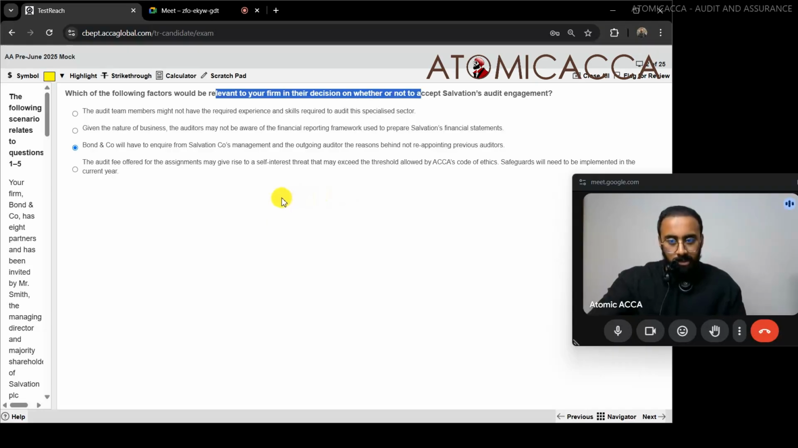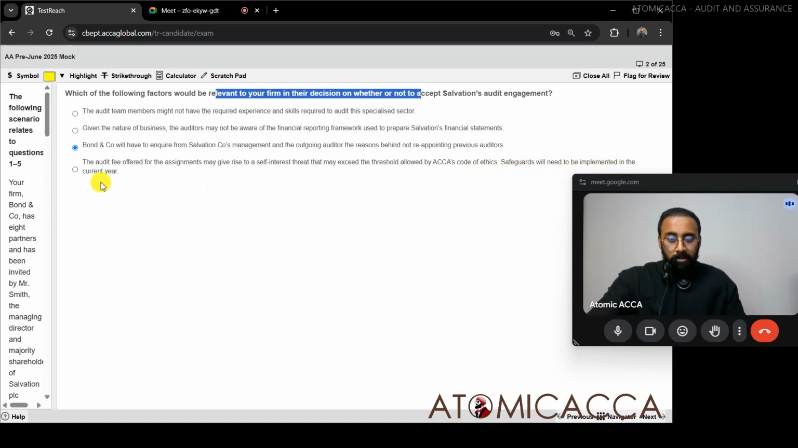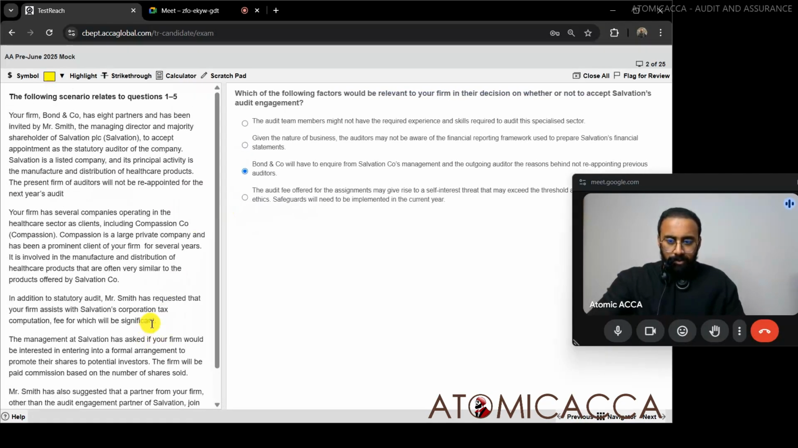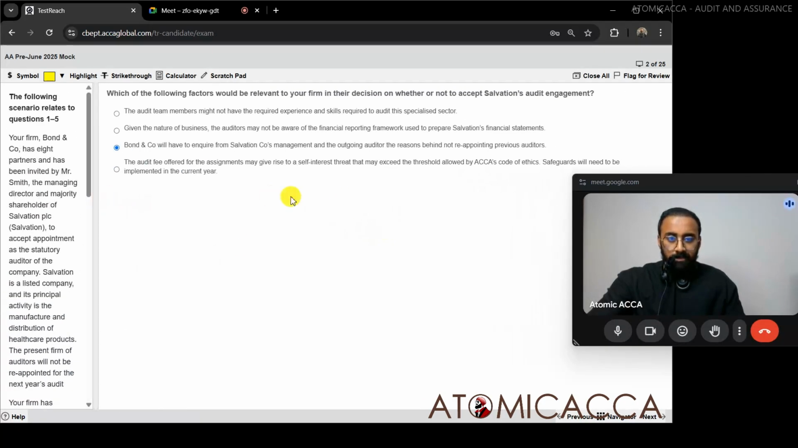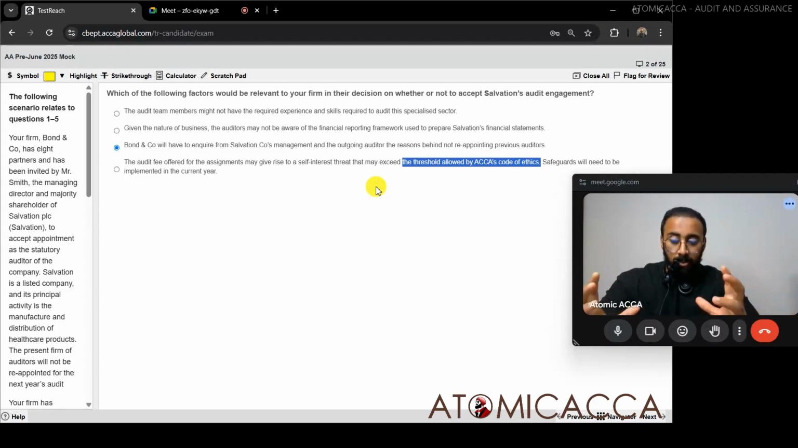Option D. Audit fee offered for assignments may give rise to a self-interest threat that may exceed the threshold allowed by ACCA Code of Ethics. Safeguard will need to be implemented in the current year. Now, self-interest threat is there with regards to this non-audit service about corporation tax, but specifically with regards to the threshold allowed by ACCA Code of Ethics. This is the concept where ACCA Code of Ethics tells that your income that you're getting from this client should not be exceeding 15% of the total revenue in 2 consecutive years.